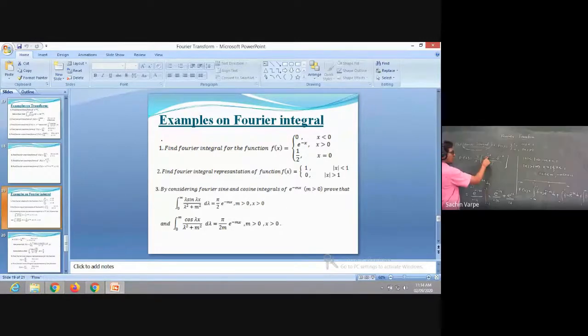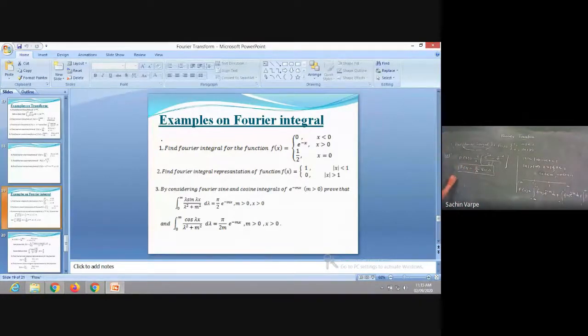Think e raised to i theta minus e raised to minus i theta over 2i, so that is sine of theta. So 2 by lambda sine of lambda, that is your required Fourier transform. But we have been asked to find the Fourier integral. So we have to substitute this f of lambda into its inverse transform, or into its integral.